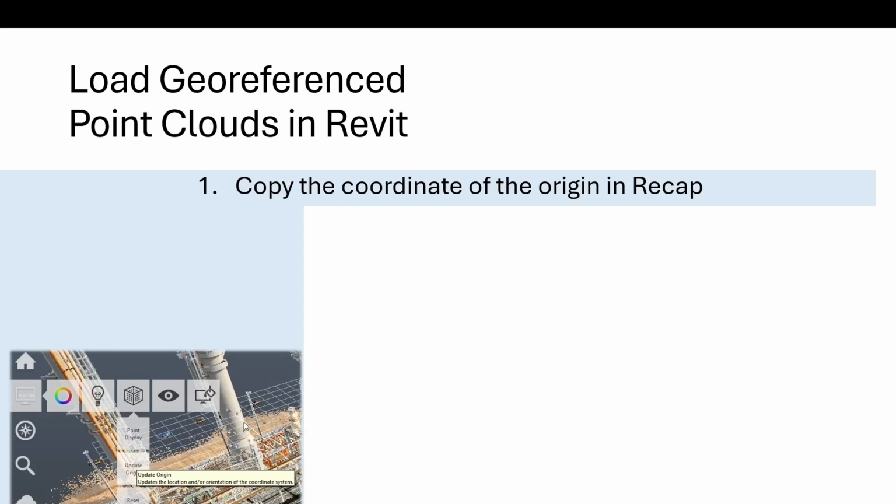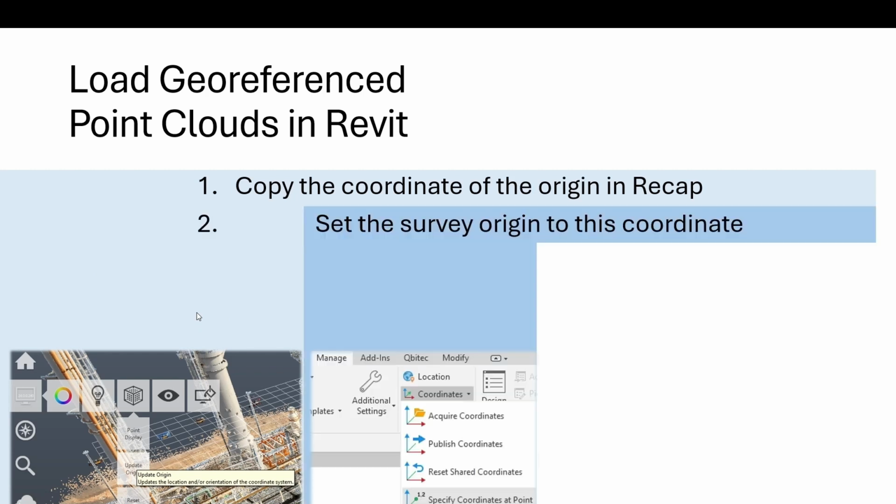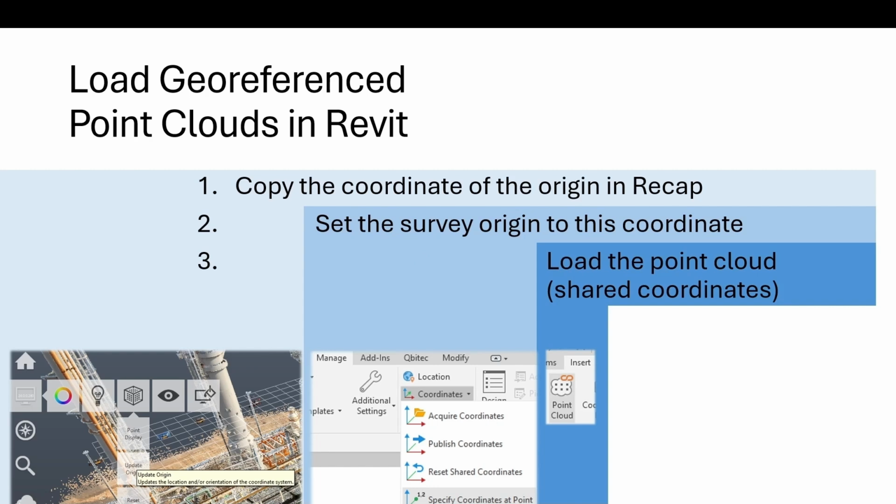First, copy the coordinates of the origin from the recap file. To do this, you have to go into the recap and save a coordinate to a text file. Next, go to Revit and set the origin of the survey coordinate system with exactly this coordinate. Then you can insert the point cloud. The shared coordinates method is used for this. You should then no longer move the point cloud.